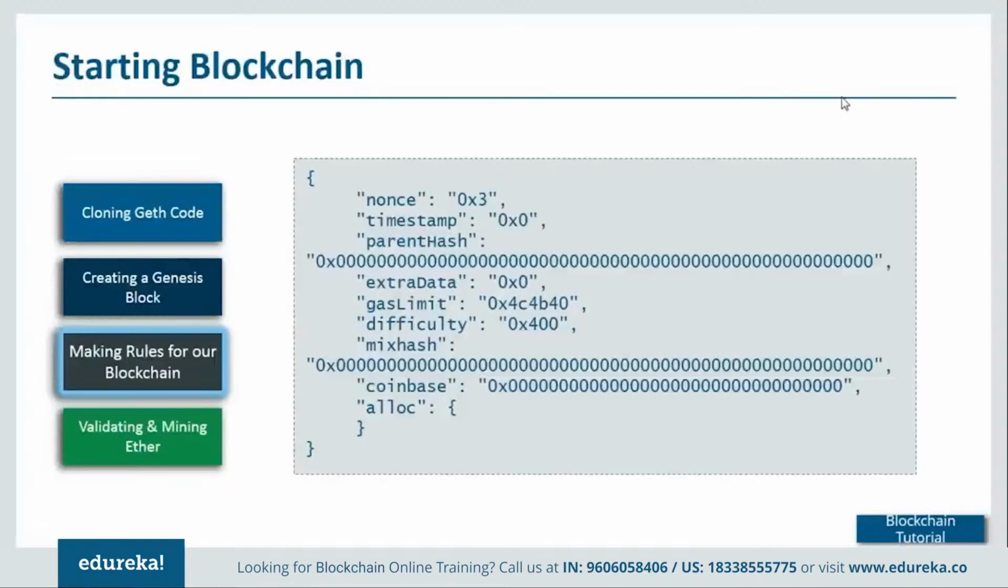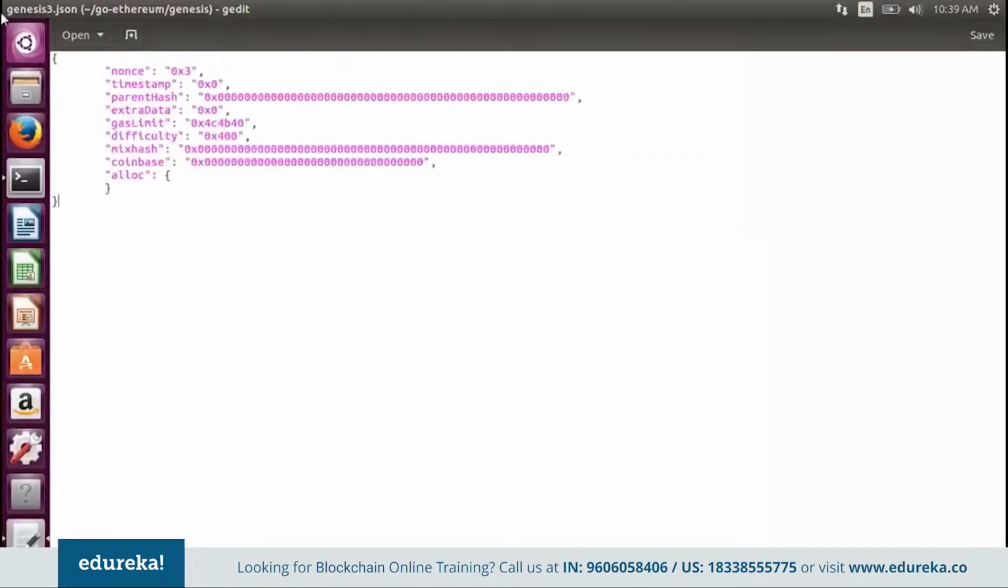And finally, alloc is the last field that you have here. This is mainly used to define a list of pre-filled wallets. Since we are not using a pre-filled wallet system, we have left it empty here. Great. Now let's add this code as part of our Genesis block. I have also shared it with you, so make sure you're doing it simultaneously. So let me just add it here and save it.